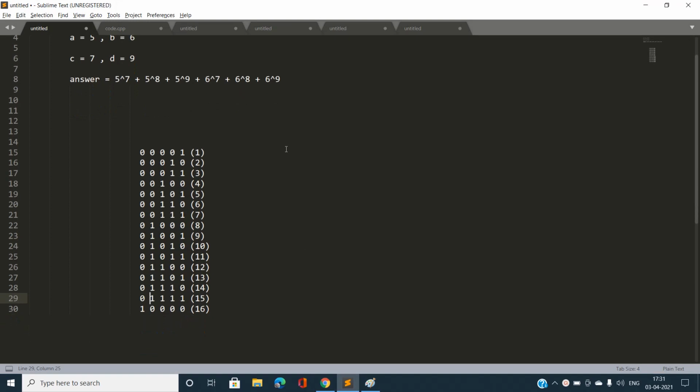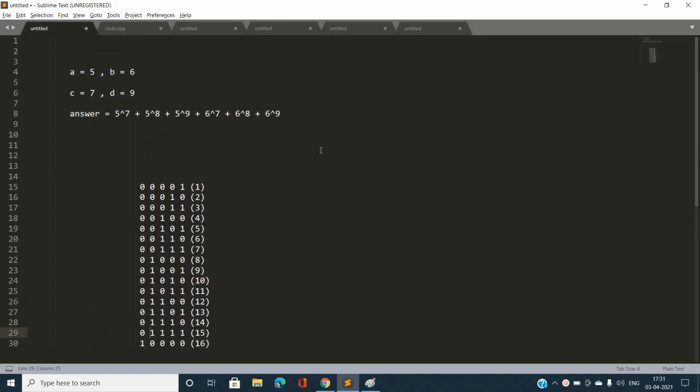Okay, you can see I have taken a simple example, that is A is 5 and B is 6, and C is 7 and D is 9. The question says for every I from A to B, if you take I as 5, then we must take J from 7 to 9, both inclusive. So I would be doing 5 XOR 7, 5 XOR 8, 5 XOR 9 and 6 XOR 7, 6 XOR 8 and 6 XOR 9, and add up these sums to get the final answer. Okay, so it is obvious that brute force solution will not pass, so we should think of an efficient solution.